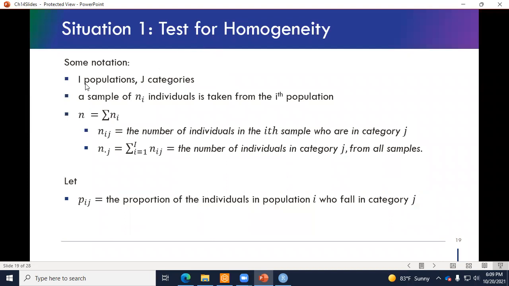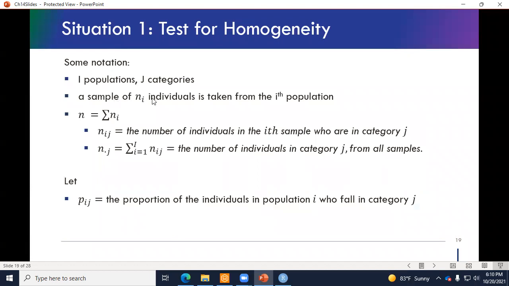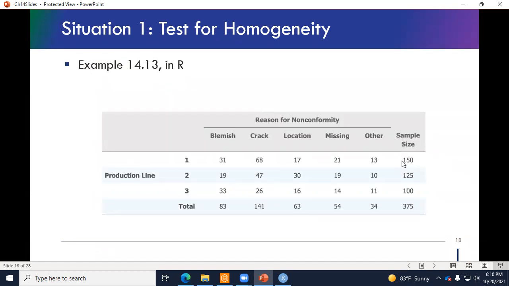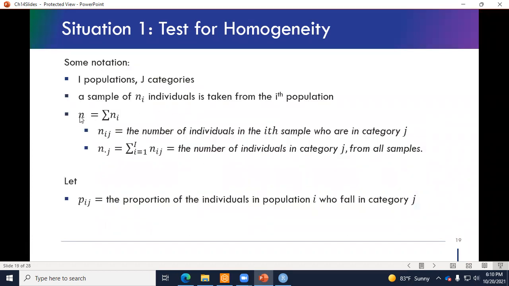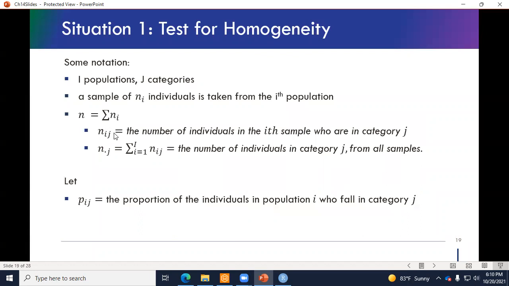Now we have I populations and J categories, here 3 populations and 5 categories. A sample of Ni individuals is taken from the i-th population. Here these are N1, N2, N3 for the three populations, and the total N in the corner is the sum of these three. So N is the sum of the Ni, and we use nij to indicate each of the cells, where i is for the populations and j is for the categories.